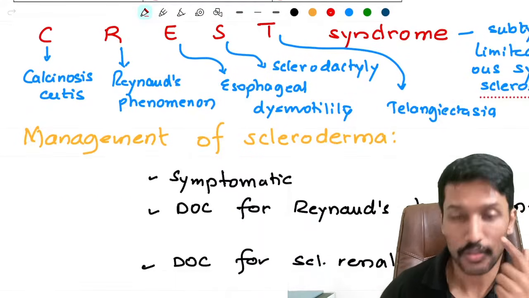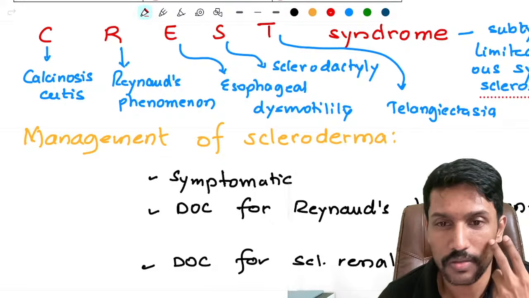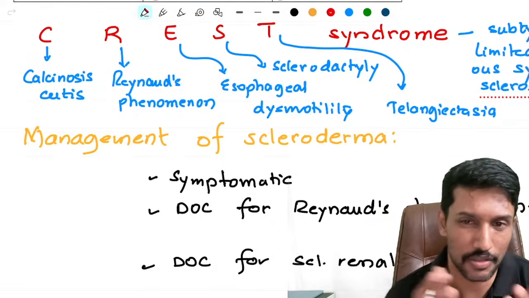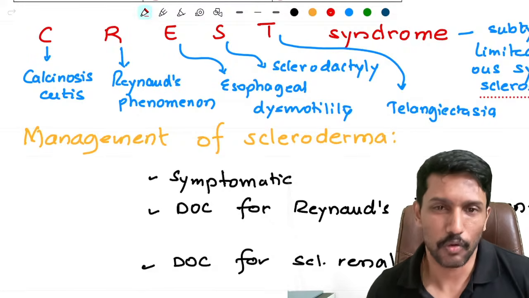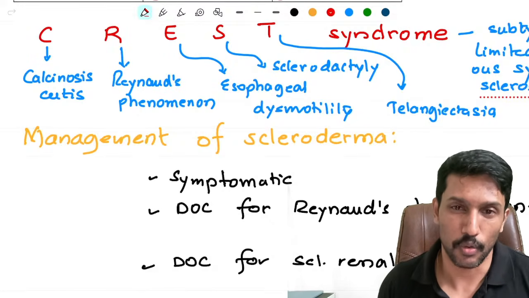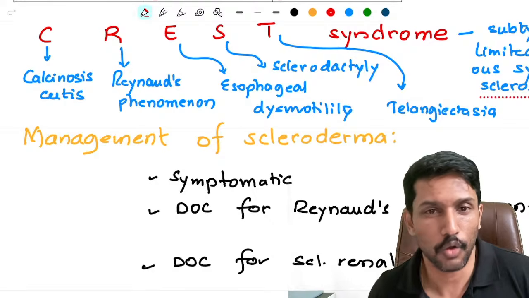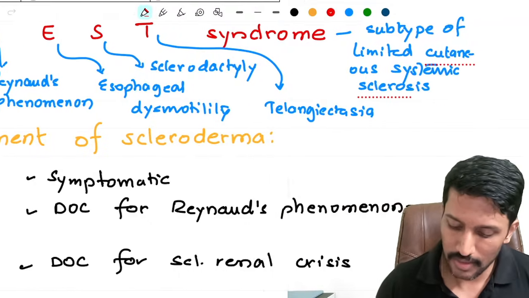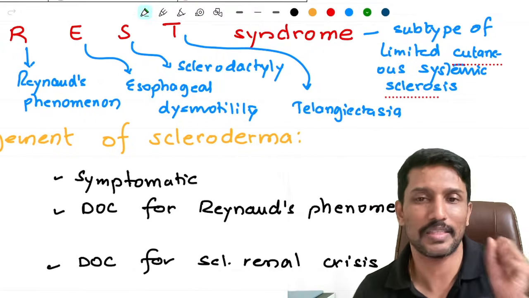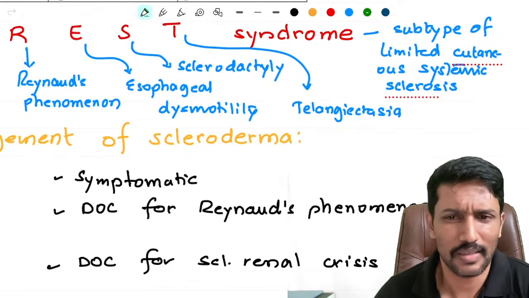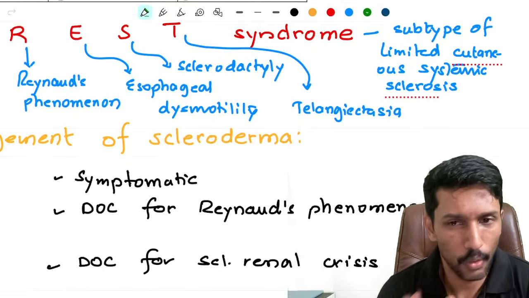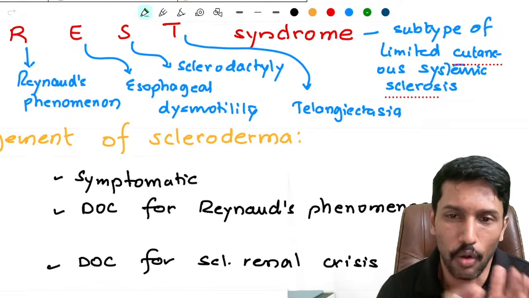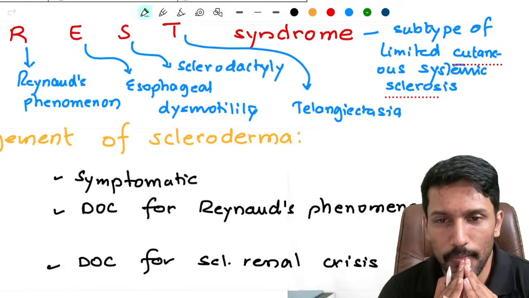And the vascular abnormalities we saw in the image on the face and other regions of the body, we will call them telangiectasia. So calcinosis cutis, Raynaud's phenomenon, esophageal dysmotility, sclerodactyly, and telangiectasia together form CREST syndrome. It is nothing but limited cutaneous with all these manifestations. So you can say that CREST is nothing but a subtype of limited cutaneous. Okay, so now we have understood all the clinical manifestations.